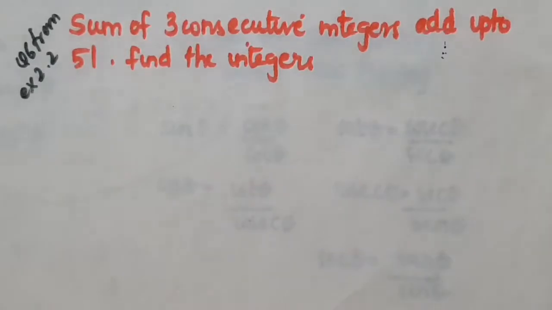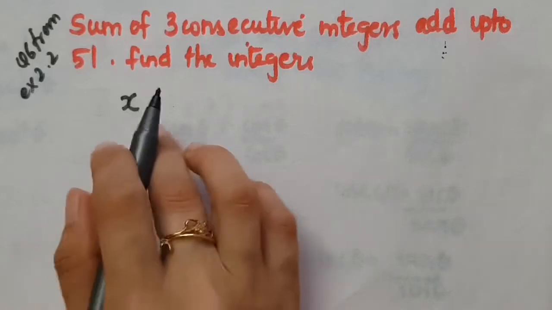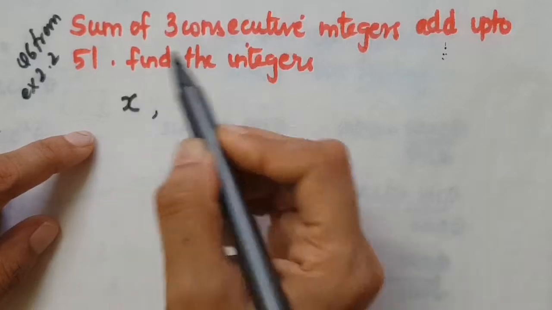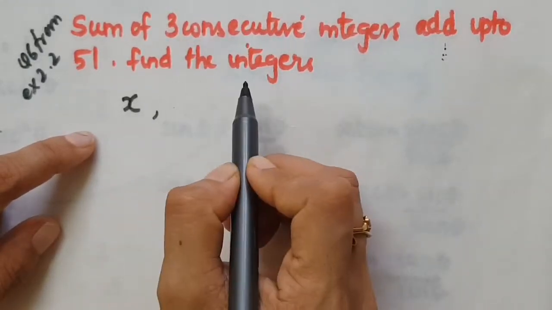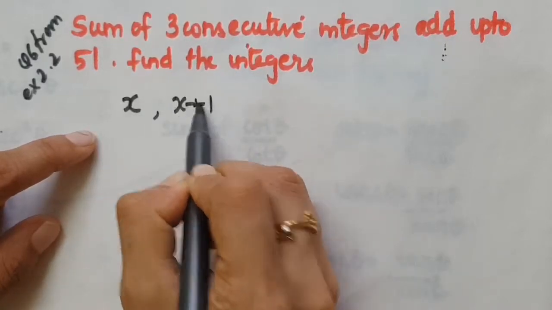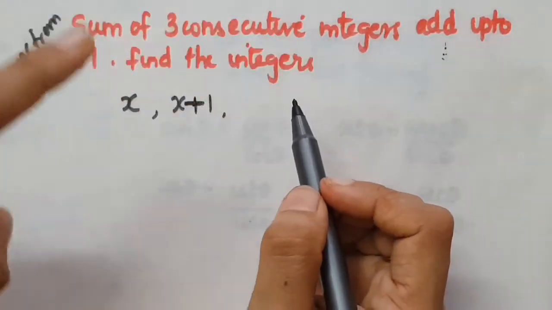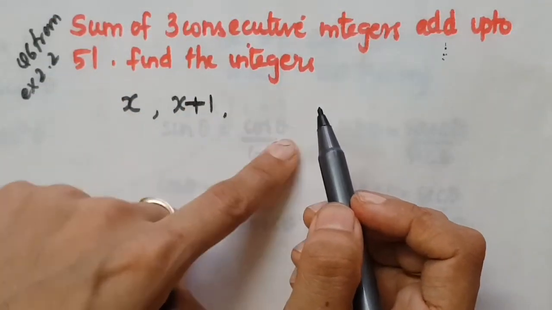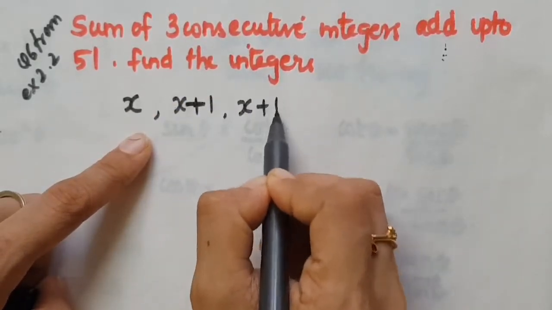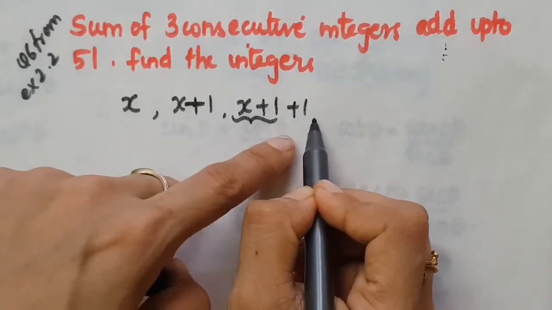So let's consider the first number to be x. Imagine it is 3. The next number can be written as 3 plus 1, right? 4 can be written as 3 plus 1, so this can be written as x plus 1. And the next number, 5, can be written as 4 plus 1, so that is x plus 1 plus 1, the before number with again plus 1.